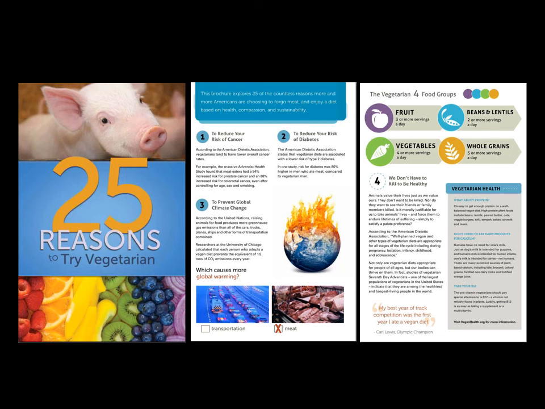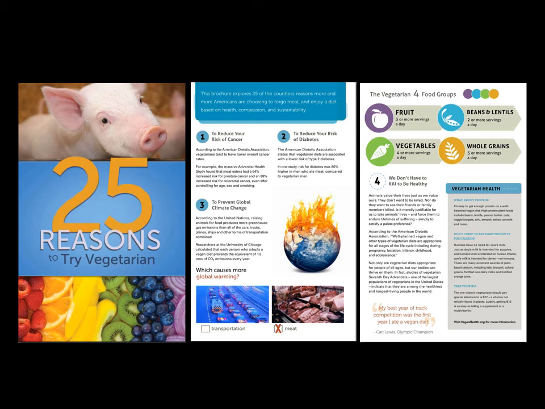Now this ad, on the other hand, is an example of the central route. So this ad also supports vegetarianism, right? 25 reasons to try vegetarian. But this is definitely more of a central route ad. So this is what's occurring with high elaboration of the message content, which again involves careful thought about the message.